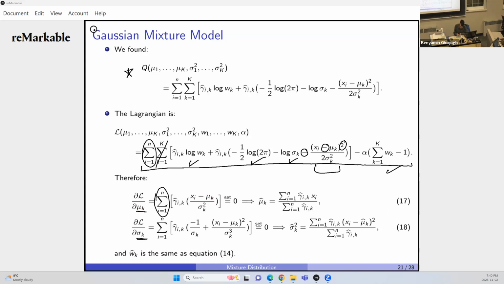Rearrange the terms, so mu k, bring it out, etc. Because mu k can come out of the summation, because the summation is over i. Then you will get this. This is an important formula in GMM.